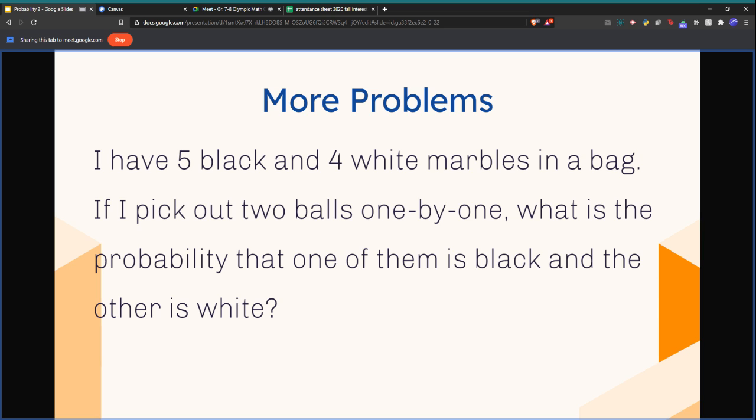I have 5 black and 4 white marbles in a bag. If I pick out 2 marbles one by one, what is the probability that one of them is black and the other is white? You can first pick out a black marble and then a white marble, or you could first pick out a white marble and then a black marble. Look for those outcomes.